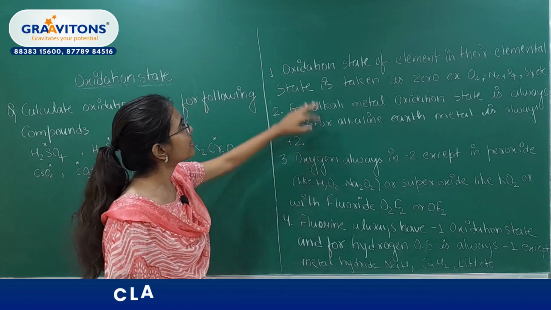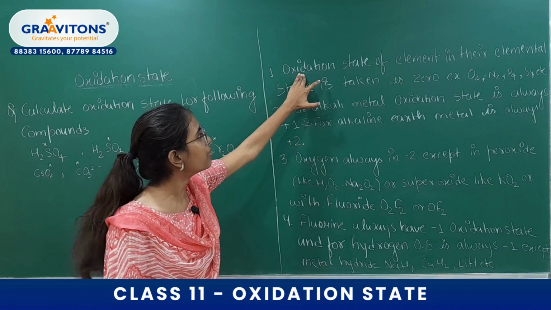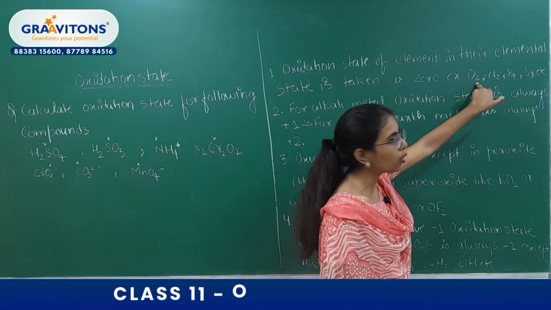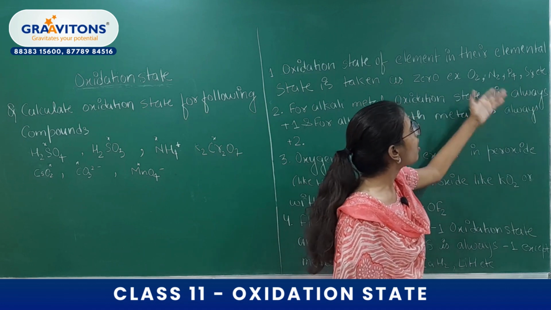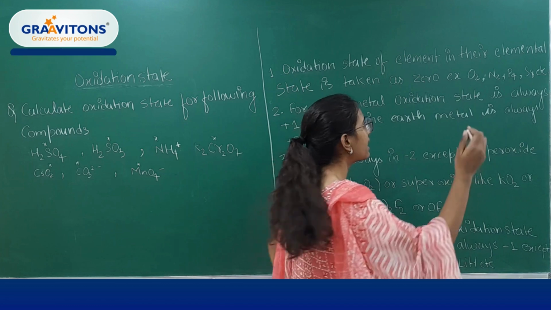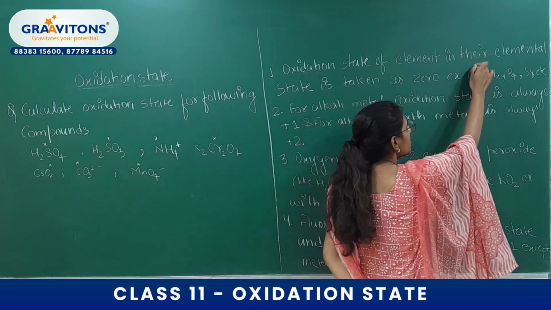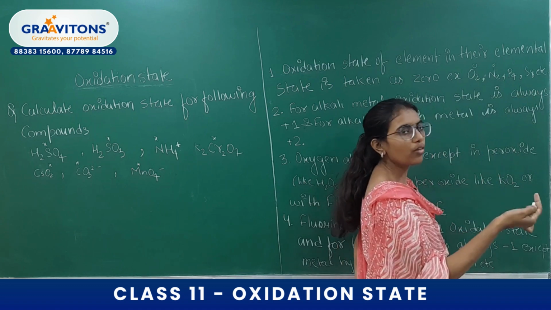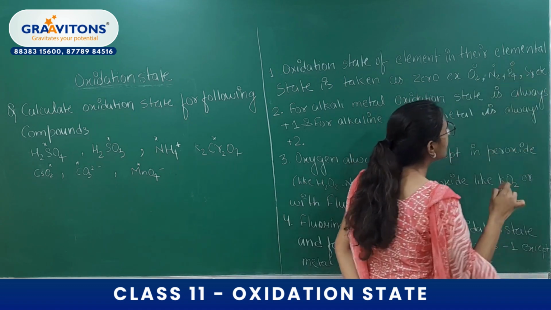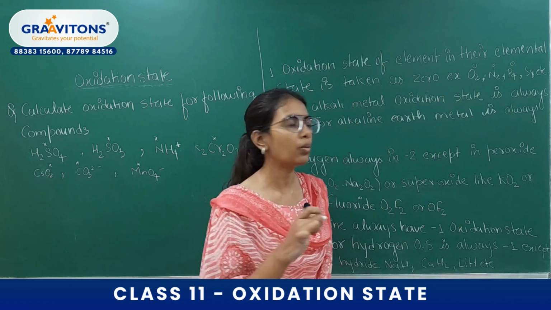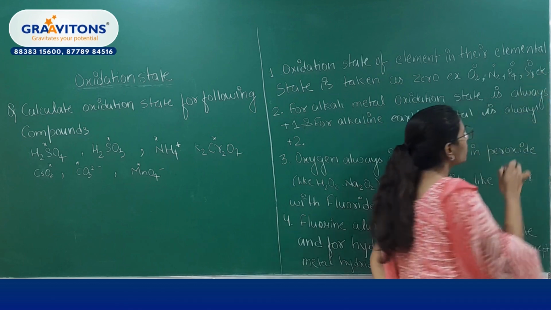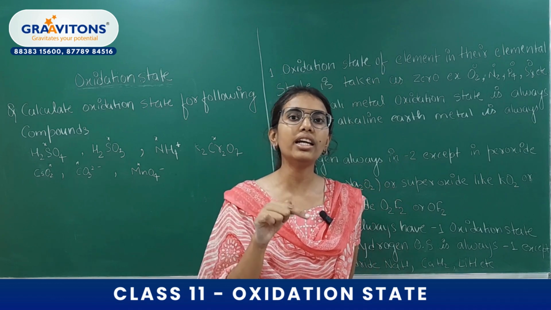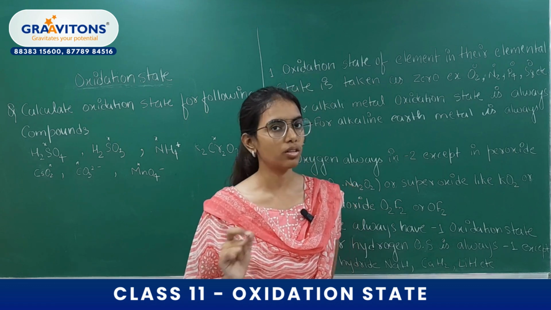So the first point is that the oxidation state of any element in its elemental state is taken as 0. If you are talking about O2, N2, P4, etc., all are in their elemental state. It means that in O2 the oxidation state of oxygen is 0. In N2 the oxidation state of nitrogen is 0. In P4 the oxidation state of phosphorus is 0. In S8 the oxidation state of sulfur is 0. So the oxidation state of an element in its elemental state is always 0, or the oxidation state of any element in a homoatomic compound is 0. Okay, fine.